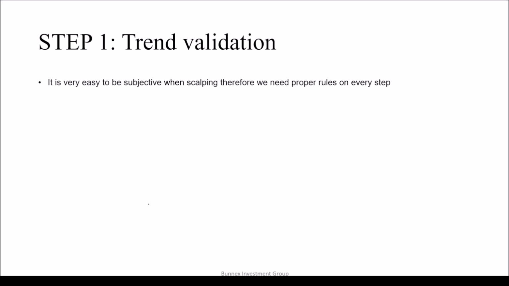It is very easy to be subjective when scalping, therefore we need proper rules on every step. Firstly, we need 3 EMAs, exponential moving averages, applied to close, and these being 1. The 13 exponential moving average, the 50 exponential moving average, the 200 exponential moving average.